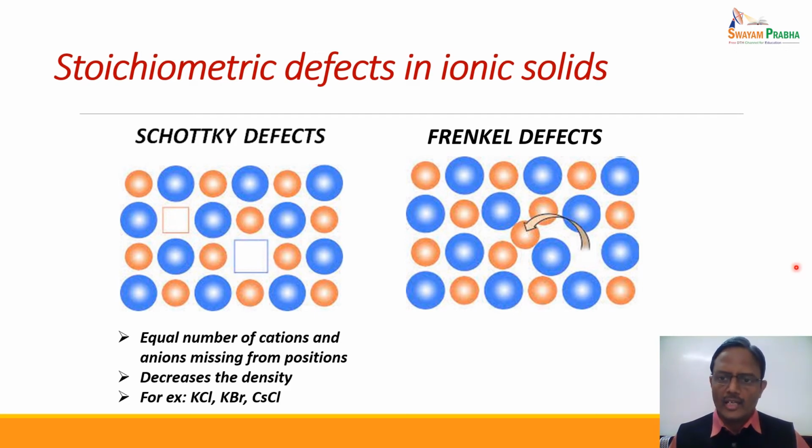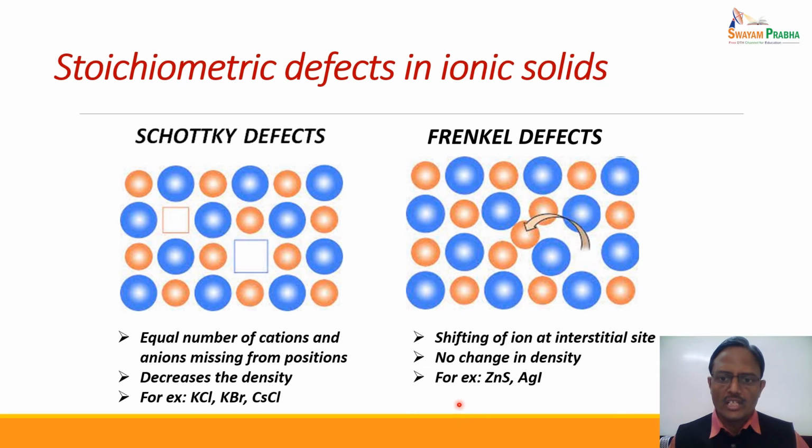While in case of Frenkel defect, there is a shifting of an ion from its normal position to an interstitial position. The mass remains the same, the volume remains the same, and so there is no change in density. This type of defect is possible when one of the ions gets shifted from its normal position to an interstitial position, and normally the ions which are smaller in size, which are generally the cations, get shifted from their original position to the interstitial positions.